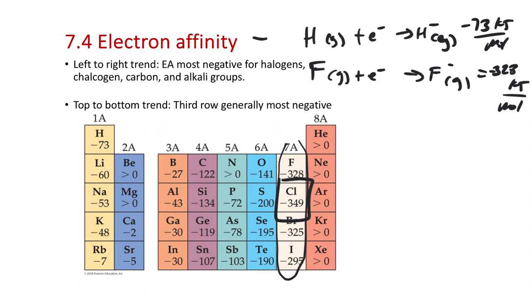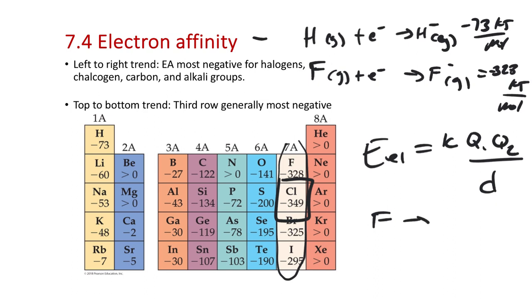I don't think that's worth memorizing, but it's worth appreciating that we're just coming back to Coulomb's law, and we have another situation where when we go from F to Cl, the distance is going up, but the effective charge also goes up. So which one wins out? It turns out that in this case, the charge going up won out, because it's more negative for chlorine to absorb an electron than fluorine.